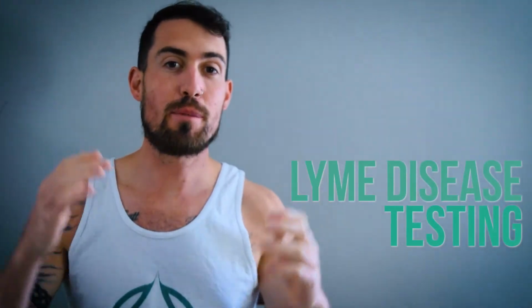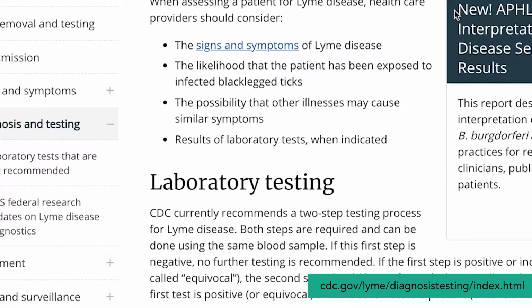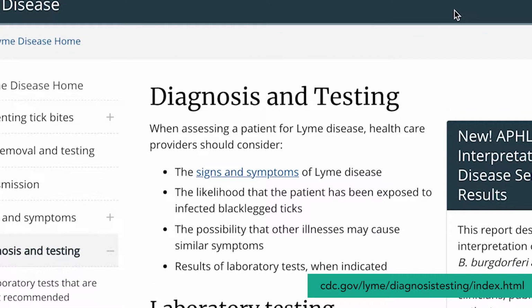Today we're talking about Lyme disease testing and what it takes to get a diagnosis so that you can get the proper treatment for Lyme disease. And as you're going to see, there's some serious issues with the testing procedures and the type of tests that they use. So we're going to talk all about it today. Let's do it. Okay, so these are the realities that come with Lyme disease testing and diagnosis.